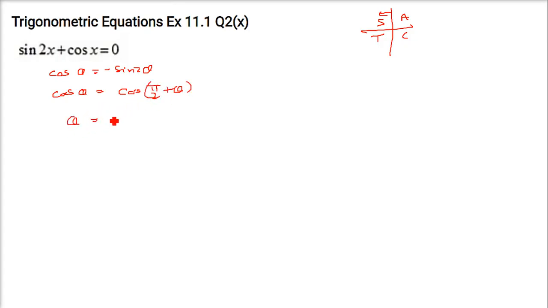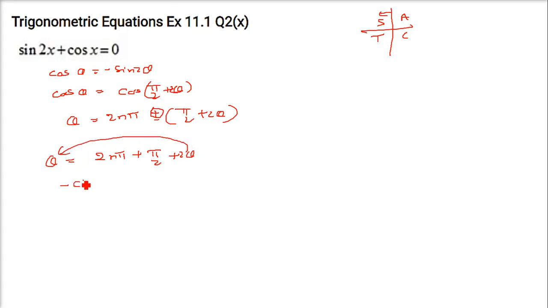Theta will be equal to 2n pi plus minus pi by 2 plus 2 theta. Okay, first we'll take the positive sign. So theta will be equal to 2n pi, I am taking the positive sign here, plus pi by 2 plus 2 theta. Now bring this 2 theta here. Theta minus 2 theta is minus theta. It will be 2n pi plus pi by 2. Now multiply both sides by minus 1. Theta will be equal to minus 2n pi minus pi by 2.